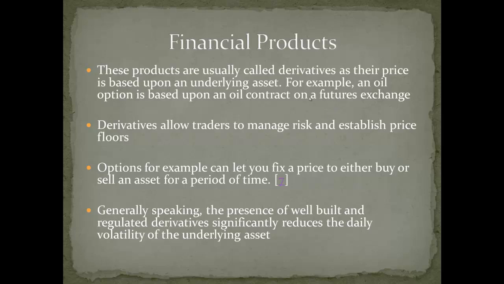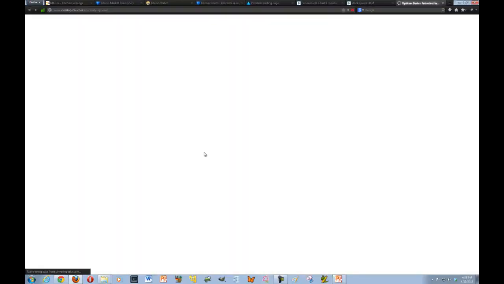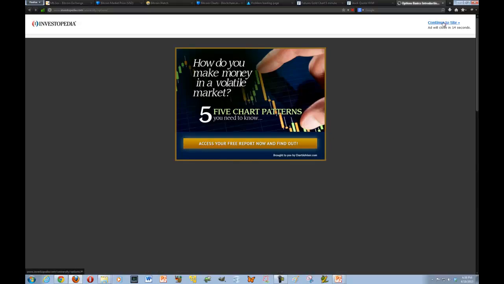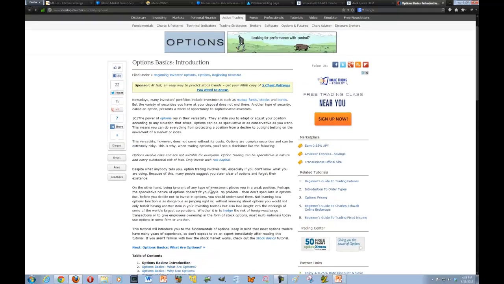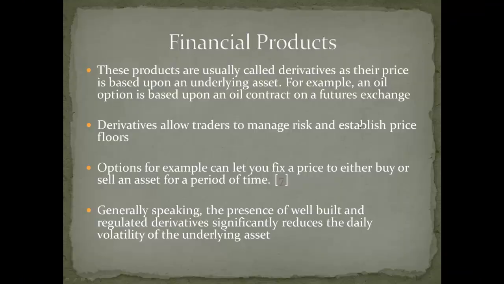I included a link here because options are a very deep and intricate topic from Investopedia, and they have a nice tutorial on what options are, how they're used, what you can do with them. And after taking this tutorial, which is totally free, you'll have a much better understanding of options in general.